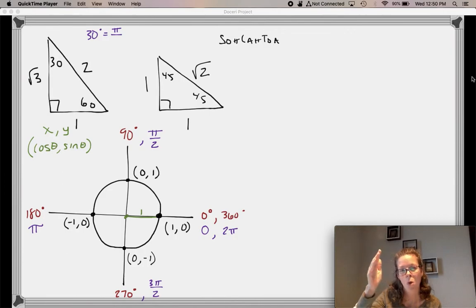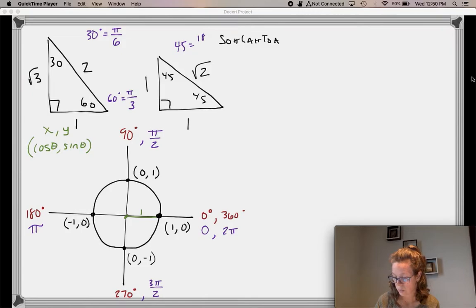So pi is like 180. 180 divided by 6 is equal to 30. So that's kind of a helpful thing to know, that 30 is equal to pi over 6. 60, okay, pi is 180. 180 divided by 3 is equal to 60. And then for 45, oops, I don't want to write 180, I want to write pi, but we think of it as 180. 180 divided by 4 is 45.